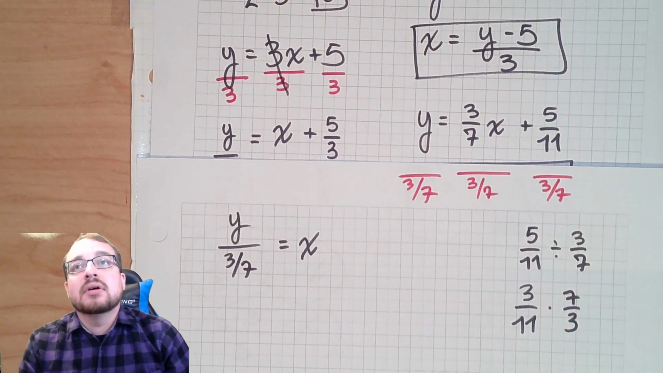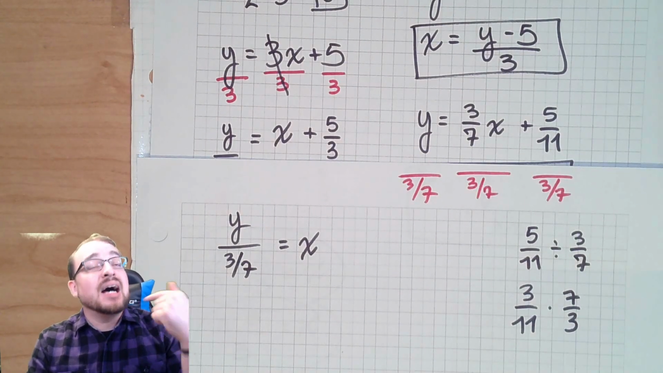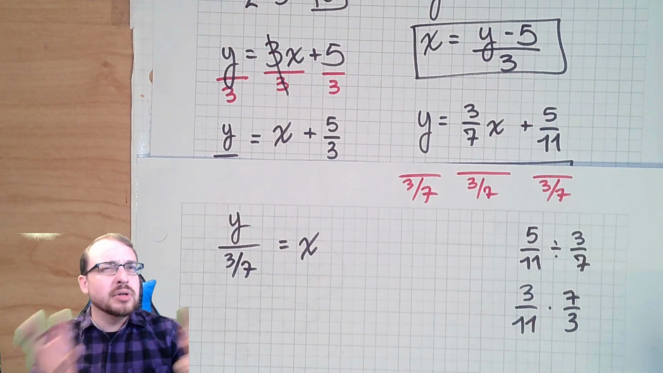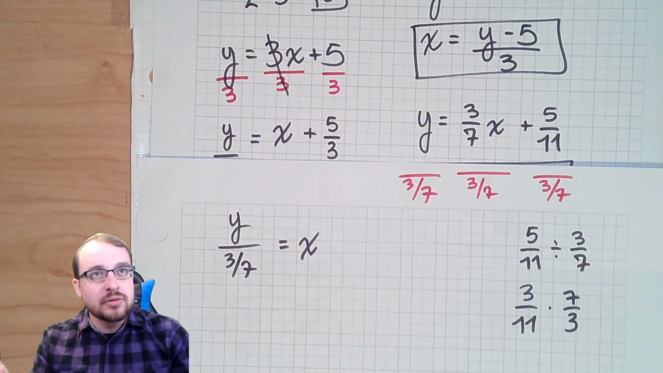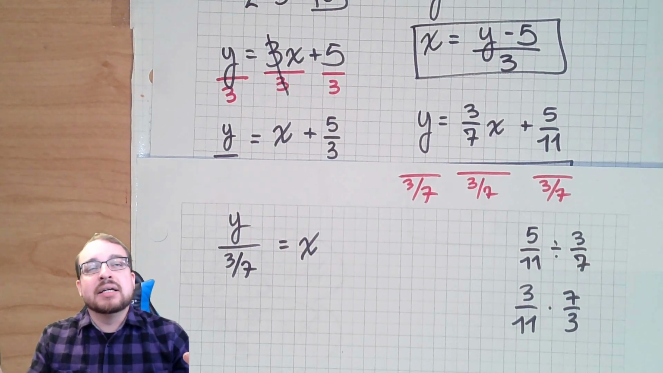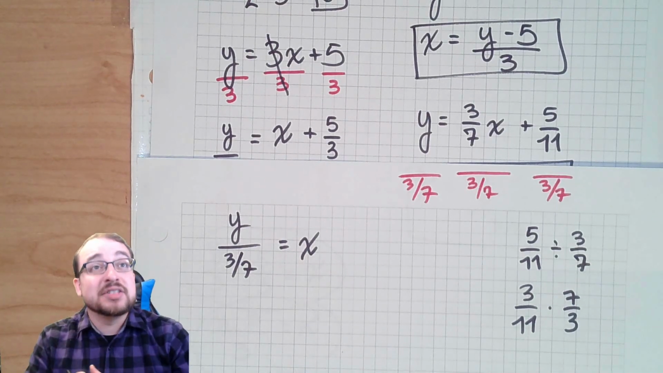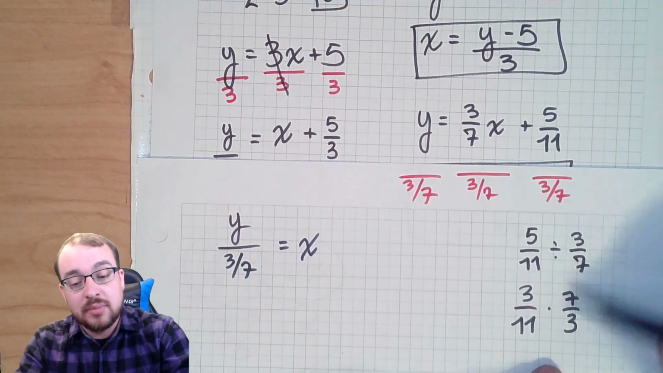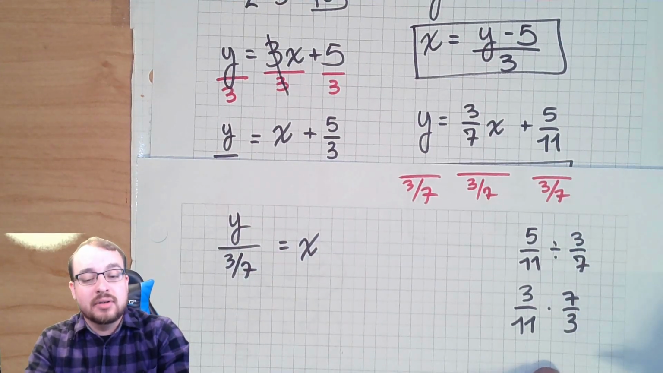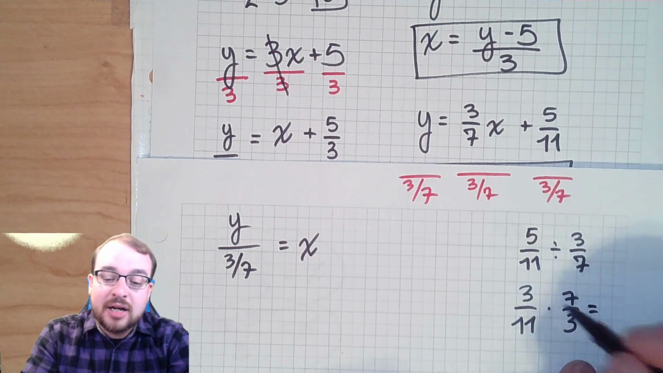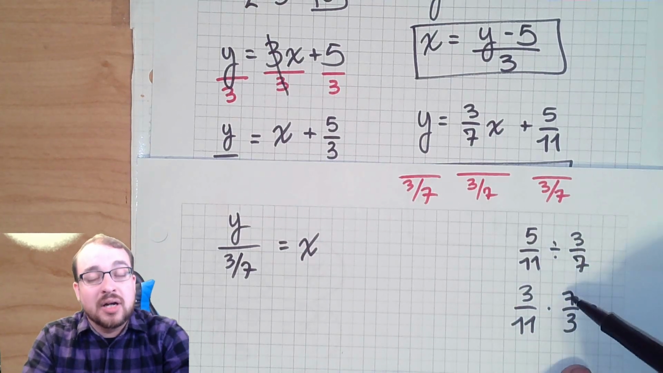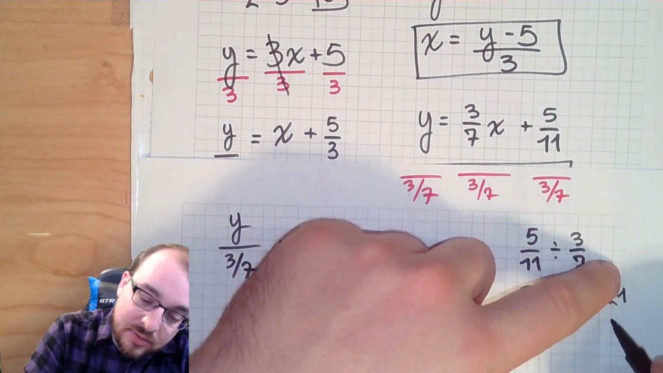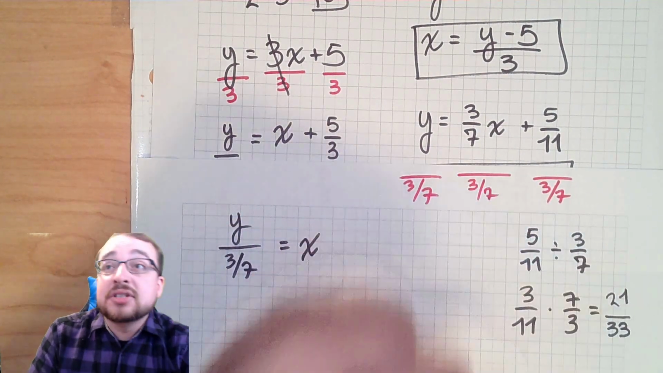7/3. And the reason this works is because timesing by 1/2 is the same thing as dividing by 2, right? They're reciprocals, 2 and 1/2, right? So 2 is the reciprocal of 1/2. And dividing by 2, cutting something in half, is the same thing as multiplying by 1/2, right? So timesing by the reciprocal of a number is the same thing as dividing by that number. And it's much easier to multiply. We multiply across, not cross multiply. 3 times 7 is 21. And 11 times 3 is 33. Now you might notice this needs to be simplified.